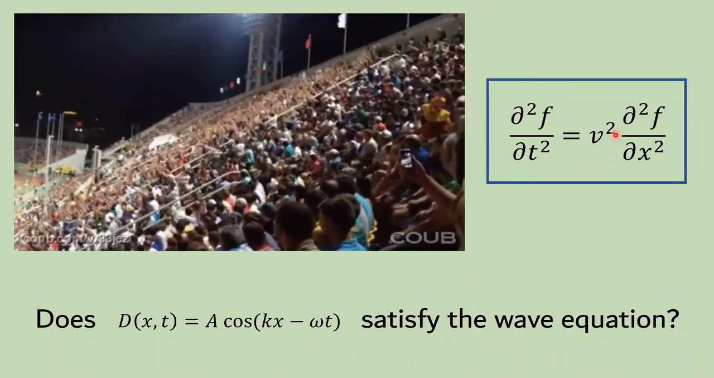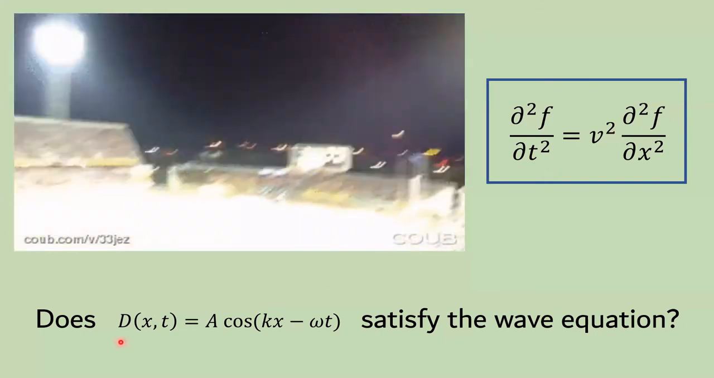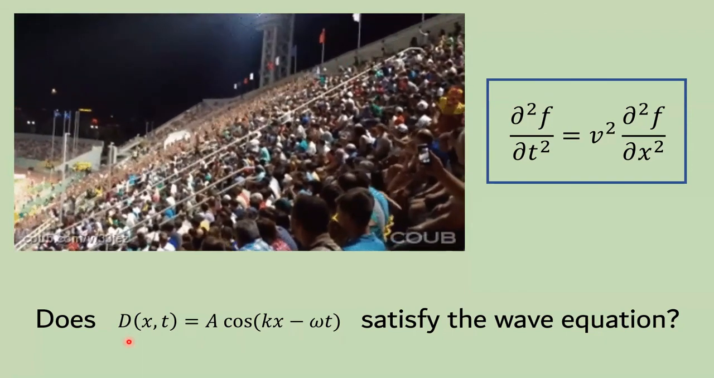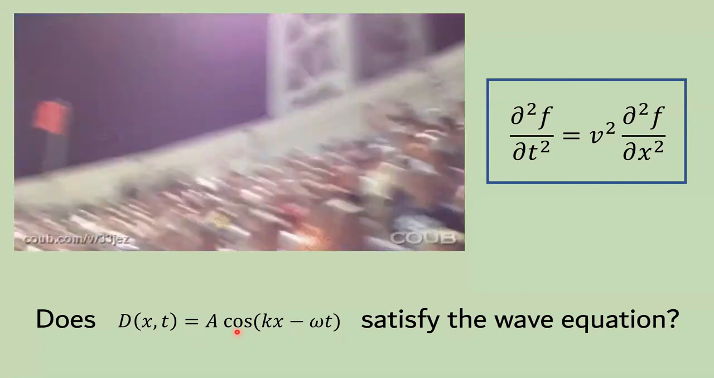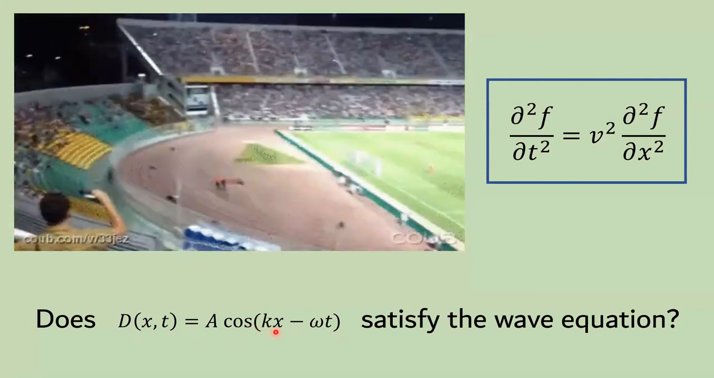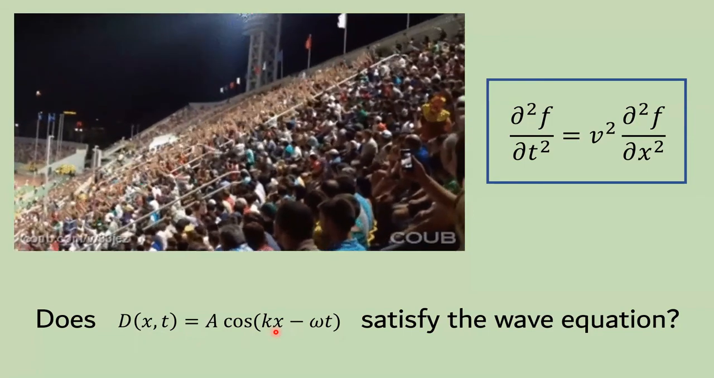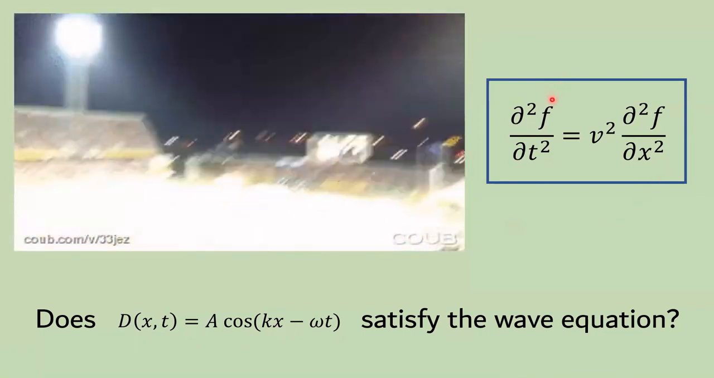The last thing we should do here is check whether our sinusoidal progressive wave does indeed satisfy the wave equation. We know it should, because we've already established that any function of x minus vt will satisfy the wave equation. But let's just double check that it satisfies this equation. Of course, we're going to call it capital D of x,t.